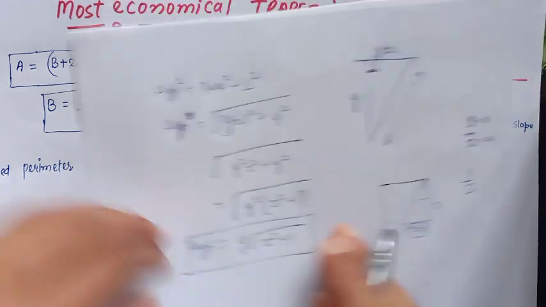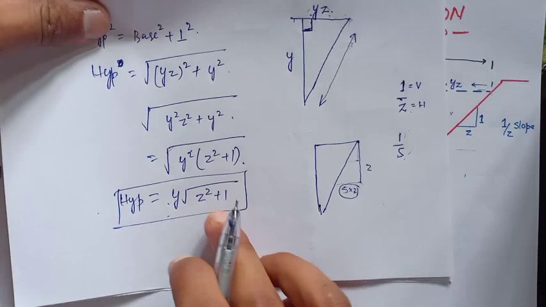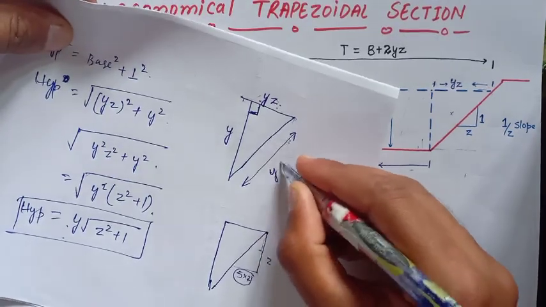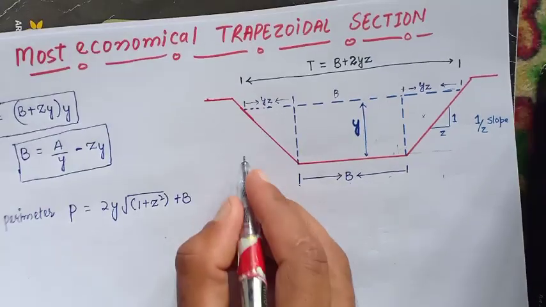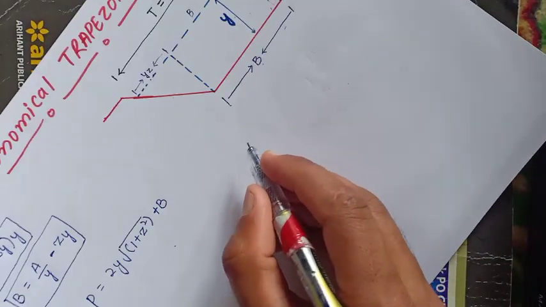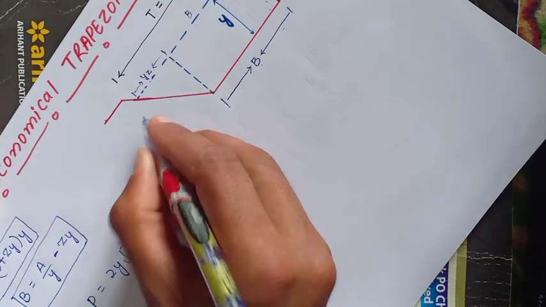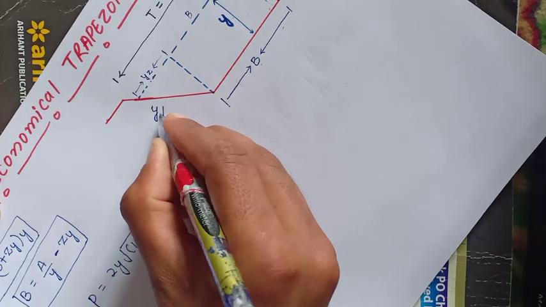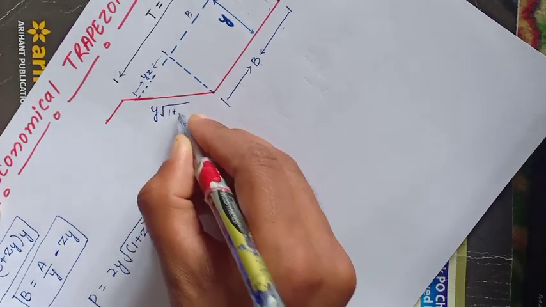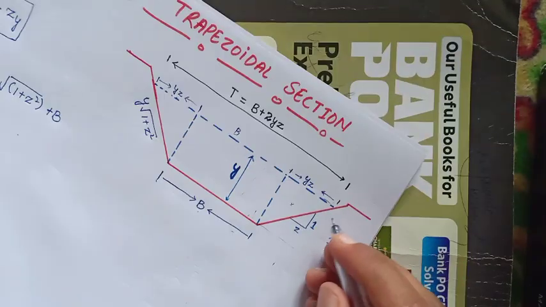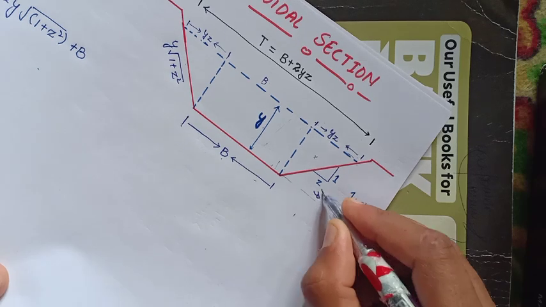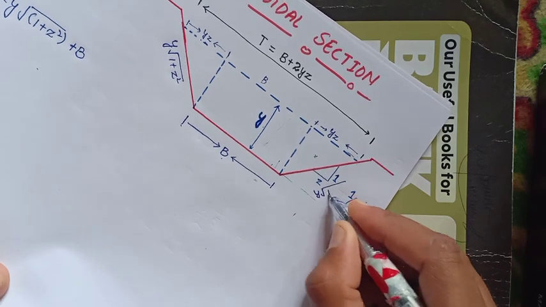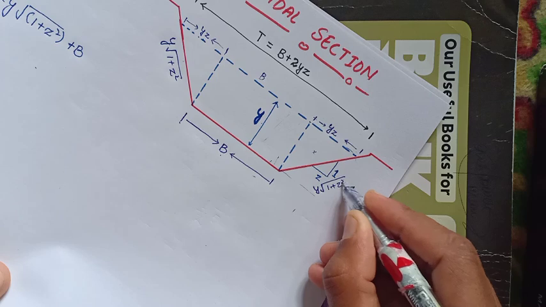So we can write this hypotenuse is equal to y under root 1 plus z square. Here also, this will be y into under root of 1 plus z square.